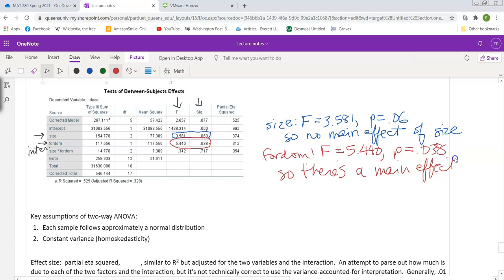Of this variable. Okay, so it looks like there is a difference between the chest deceleration for foreign cars and domestic. And then let's look at the interaction.